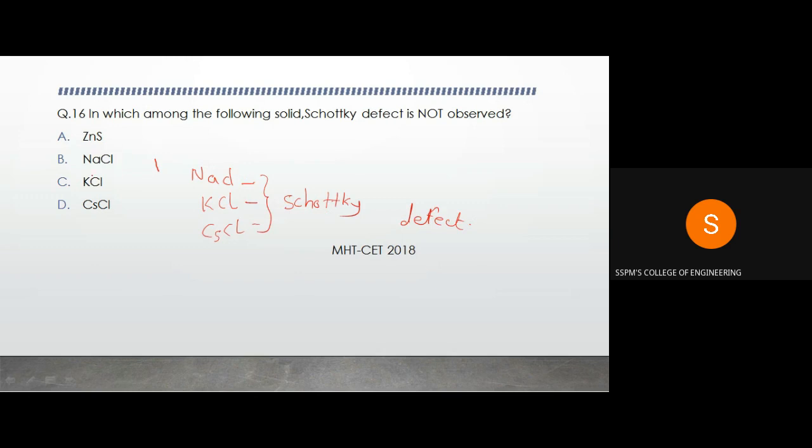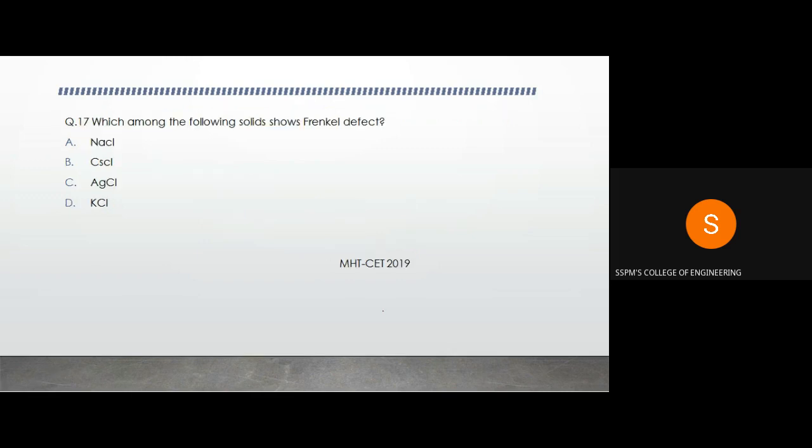Okay. Sometimes it asks, in which among the following solids is Schottky defect observed? Try to observe the Schottky defect: NaCl, KCl and CsCl. Okay. Next question. Which among the following solids shows Frenkel defect? Defect is very important. This is only asked as a theoretical question for defects. Frenkel defect.